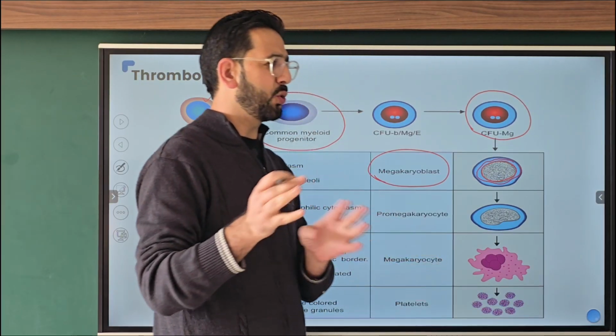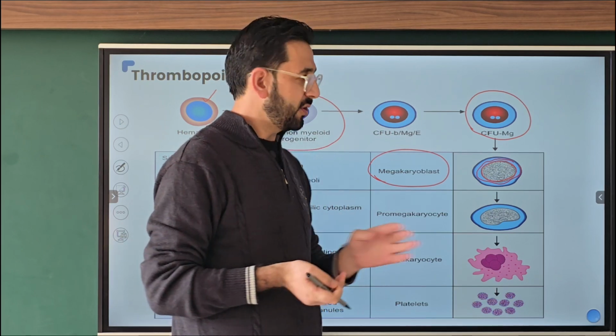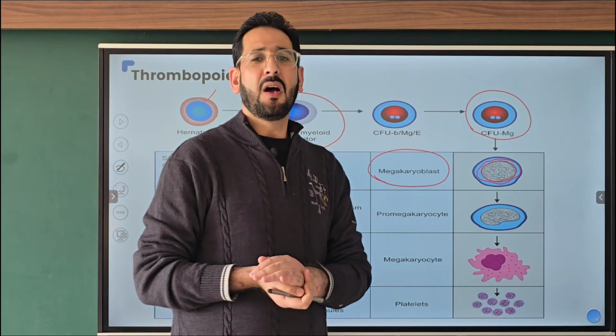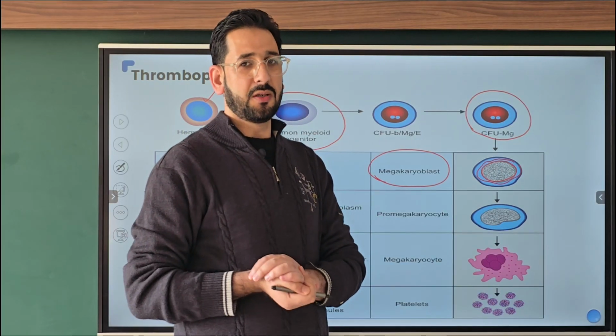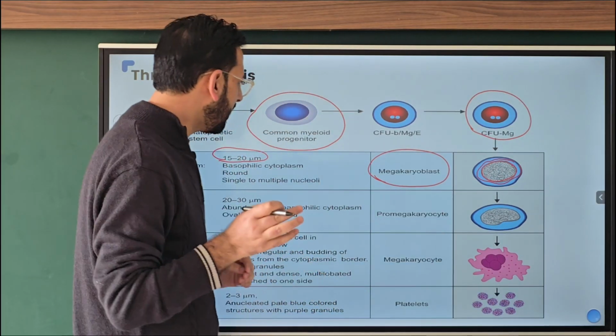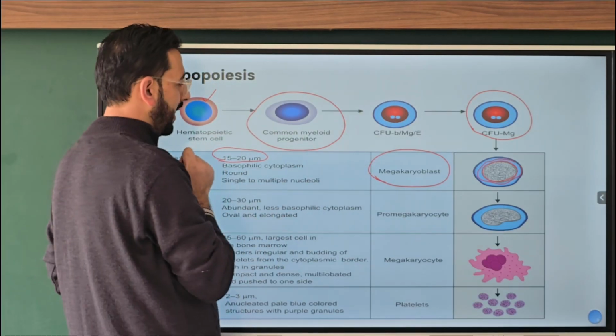Okay, because it has to be involved in the formation of different proteins. We will talk about that. It has to be involved in the formation of different contents of the granules of the platelets. Fine. So megakaryoblast, 15 to 20 micrometers.